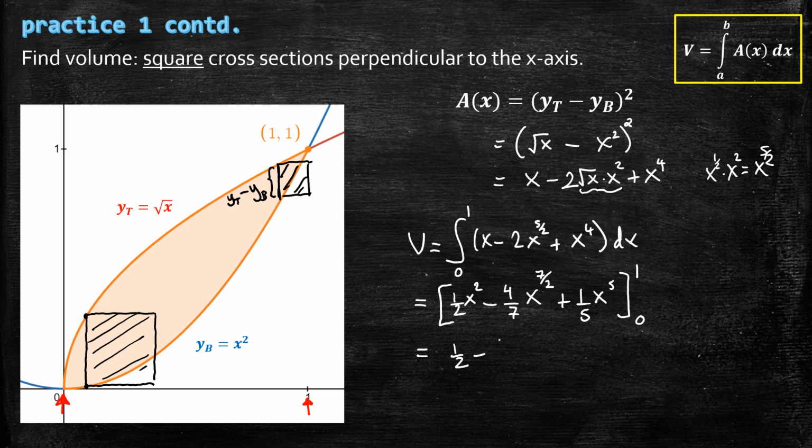We'd have a half minus 4/7 plus 1/5, which simplifies to 9/70, which as a decimal is approximately 0.1286, so that should be approximately for future reference. So that would be the volume, and whatever the units of measurement are, it would obviously be units cubed. That would be the volume of the solid that we just saw in the previous slide, created by cross-sectional squares perpendicular to the x-axis.